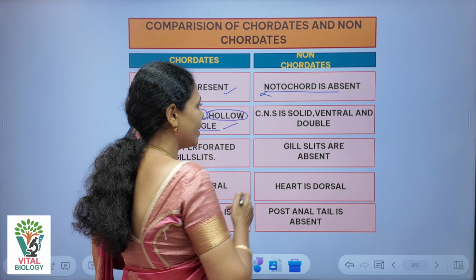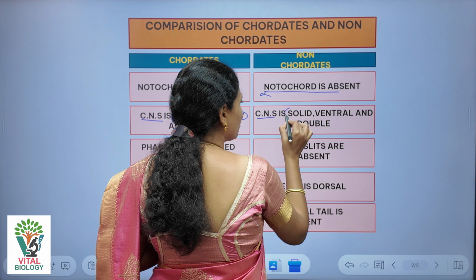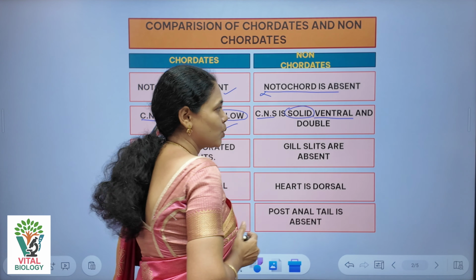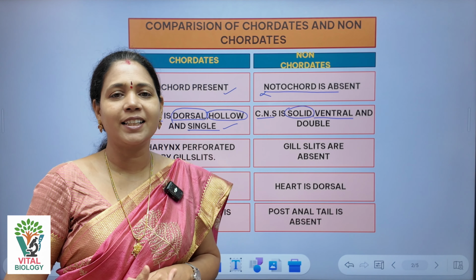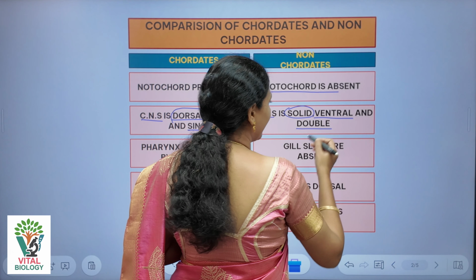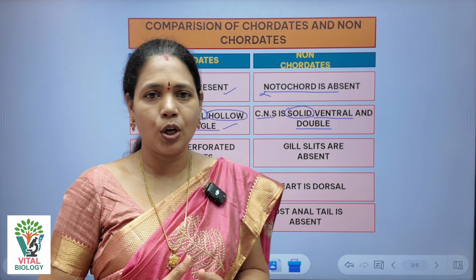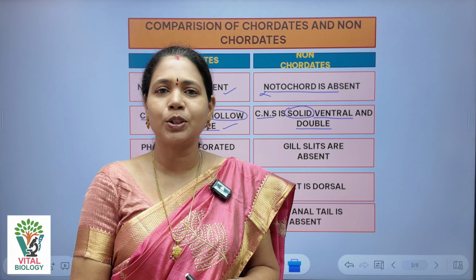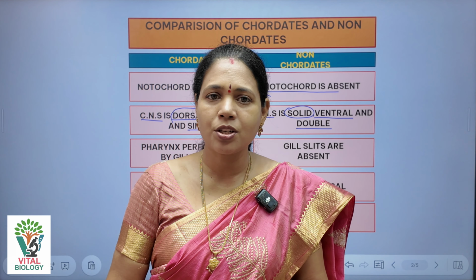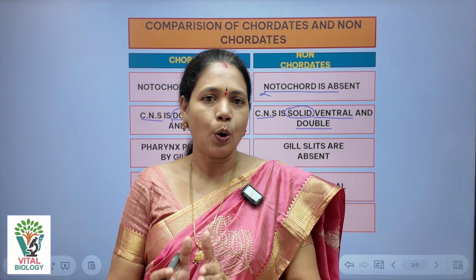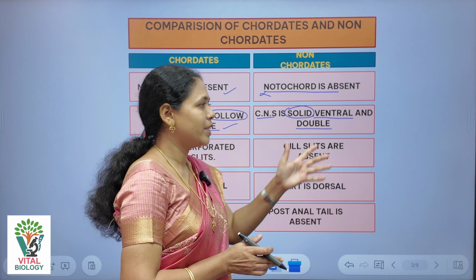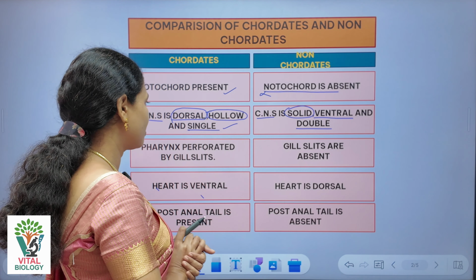Whereas in the case of the non-chordates, the central nervous system is solid. It's not hollow, it is a solid structure. And position-wise, yes, ventral. Towards the ventral side, this nerve cord is present, and number-wise it is 2. That's why double ventral nerve cord. If you remember when we discussed the Annelida and the Arthropoda groups especially, there we mentioned this double ventral nerve cord. So in non-chordates we can see such a solid double ventral nerve cord.